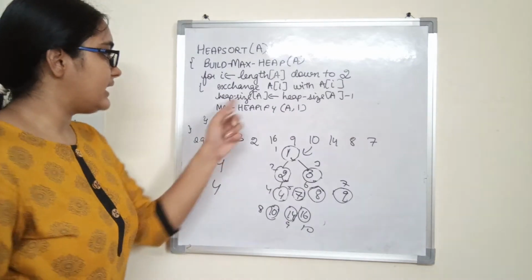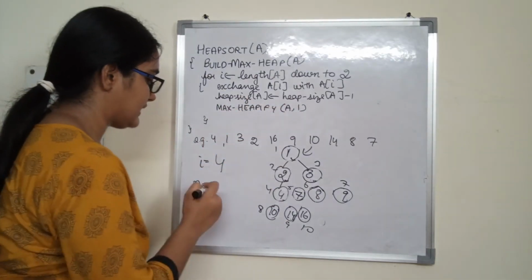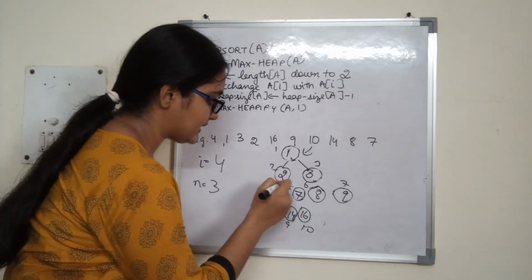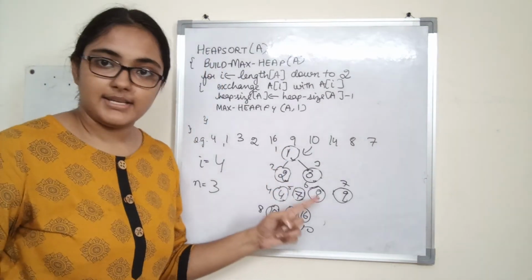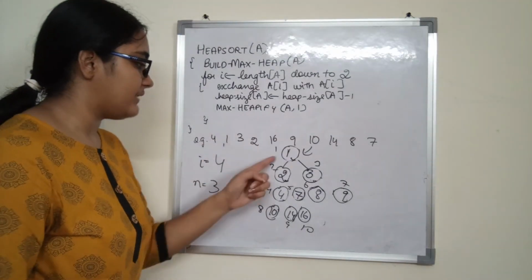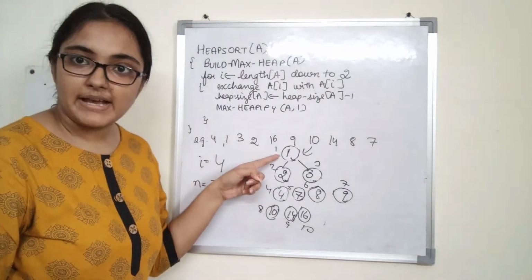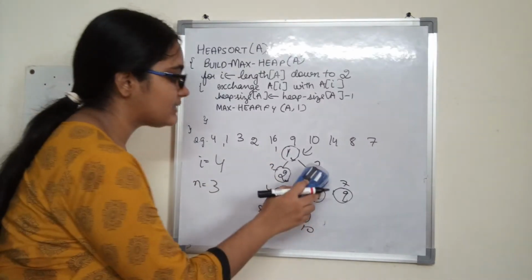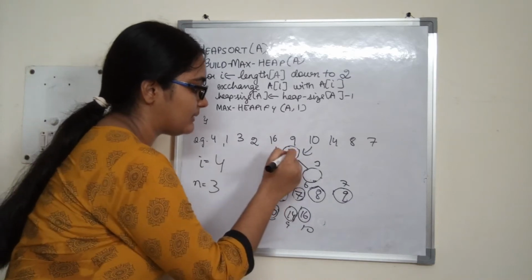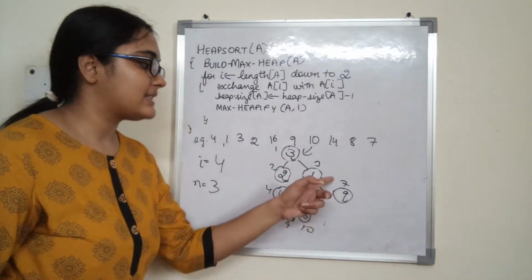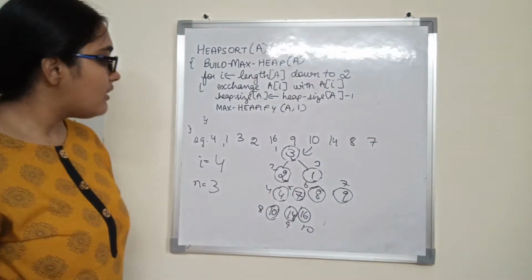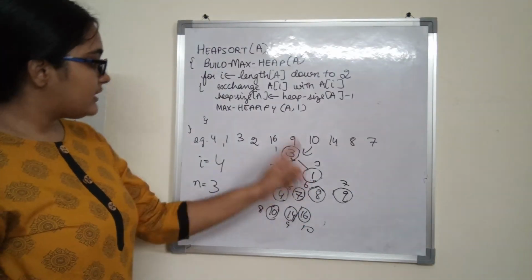Now heap size is equal to heap size minus 1. Heap size is now 3. Now the heap contains only 3 elements, that is 1, 2 and 3. Now max heapify is called on A of 1, that is on this node. Out of 1, 2 and 3, which one is the maximum element? 3 is the maximum, so 3 is exchanged with 1. The maximum element is placed at the root. When we call max heapify on this, nothing will happen, because this is a leaf. Now again this has converted into a max heap.